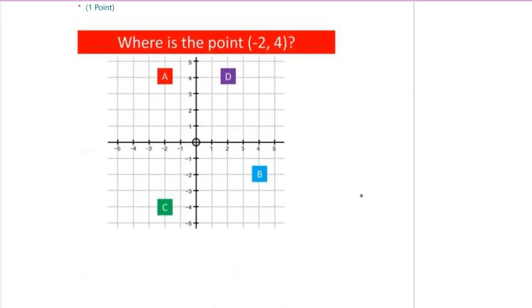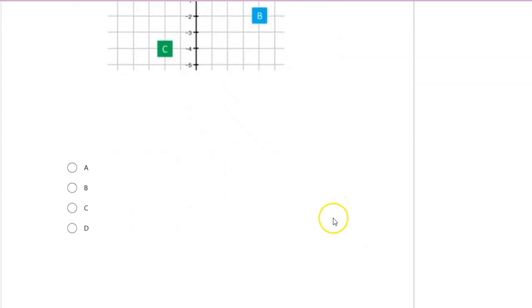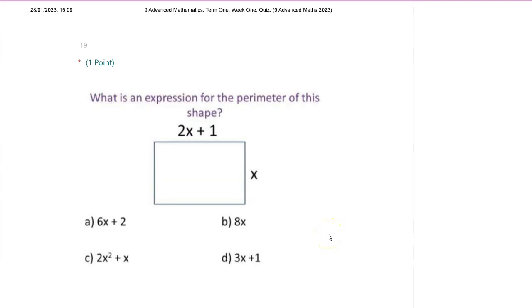Where's the point (-2, 4)? Again, x, then y. X is my horizontal one, so starting at the origin, I've got to go 2 to the left. Then I have to go up 4. Another easy way to do it is to draw those little things on to remind you. Clearly, point A is at the point (-2, 4).